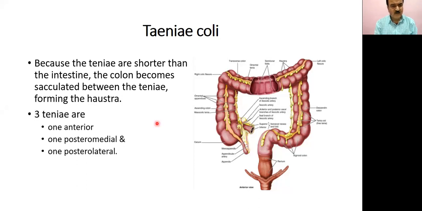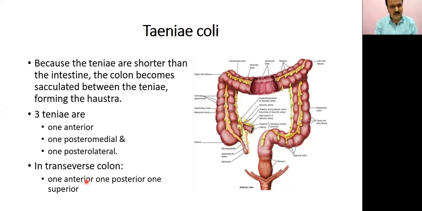The 3 taenia are one anterior, so this is the anterior, one posteromedial and another here, posterolateral. If we cut a section, we have one anterior, one posterior and one superior.